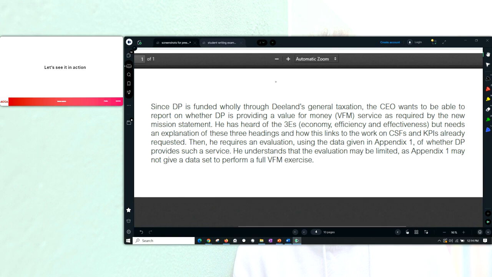Friends, this is why APM is a challenging exam. You know, it's a business role play. You're under time pressure. You have to help the CEO solve their business problems. The CEO has heard of the 3 E's, but wants an explanation. So guys, there will be marks for explaining what each of those terms means. Okay? Then he requires an evaluation using the data of whether this organization is providing value for money.